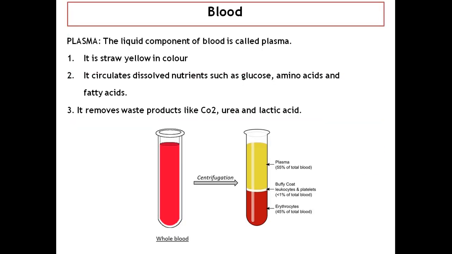And the liquid component of the blood is called plasma, which is 55 percent of its volume. It is straw yellow in color. Plasma circulates dissolved nutrients such as glucose, amino acids and fatty acids and removes waste products such as carbon dioxide, urea and lactic acid. That's all about blood.